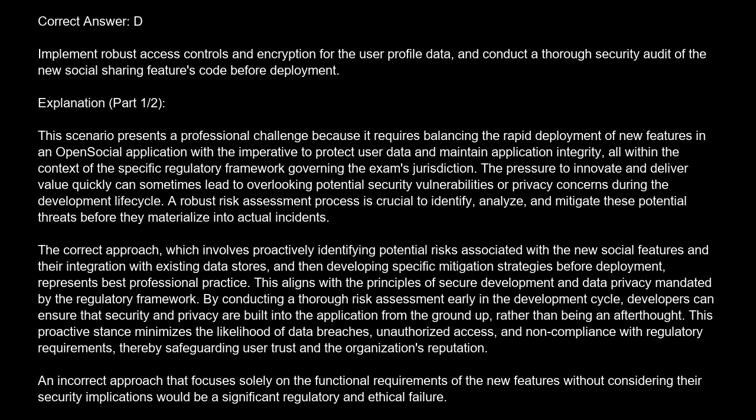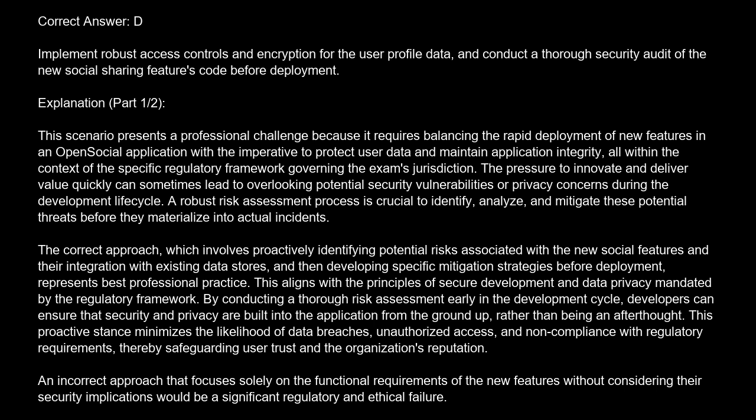The pressure to innovate and deliver value quickly can sometimes lead to overlooking potential security vulnerabilities or privacy concerns during the development lifecycle. A robust risk assessment process is crucial to identify, analyze, and mitigate these potential threats before they materialize into actual incidents. A correct approach, which involves proactively identifying potential risks associated with the new social features and their integration with existing data stores, and then developing specific mitigation strategies before deployment, represents best professional practice. This aligns with the principles of secure development and data privacy mandated by the regulatory framework.